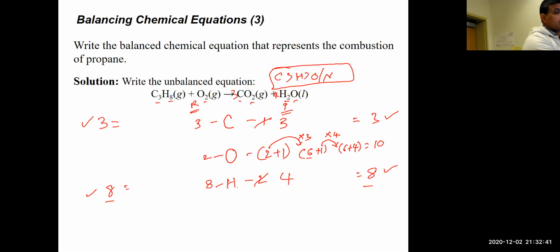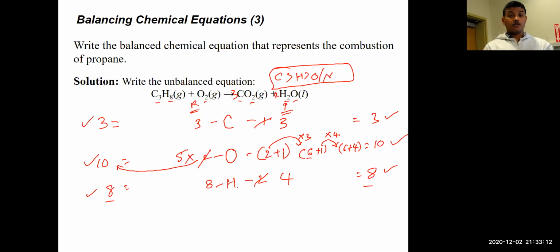So to do that, I need to put coefficient 5. So I will have 10. Or you can say I'm multiplying with 5 to get 10. But the bottom line is I got the same number of oxygens on both sides. So that is how we balance a chemical reaction.